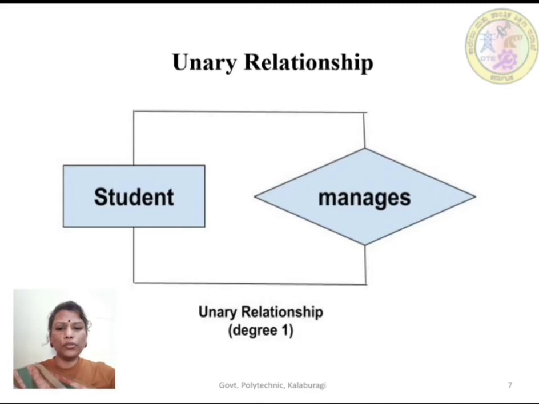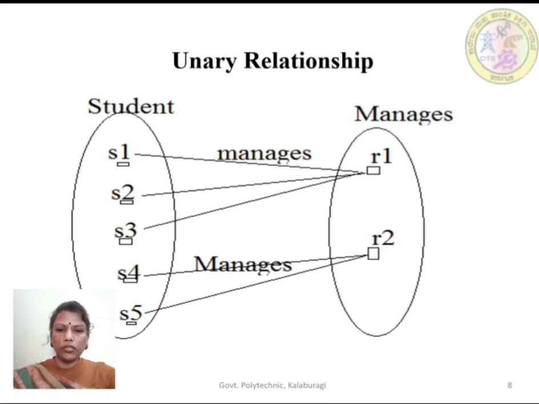Let's see the instance of the unary relationship. In the student entity type we have 5 entity instances: S1, S2, S3, S4 and S5. Manages is a relationship type. In the manages relationship type we have 2 elements of a relationship set, that is R1 and R2. There are only 2 associations, R1 and R2.